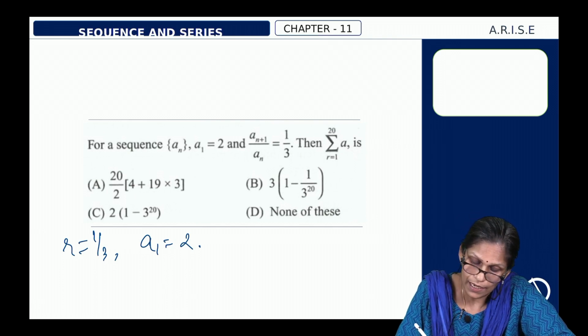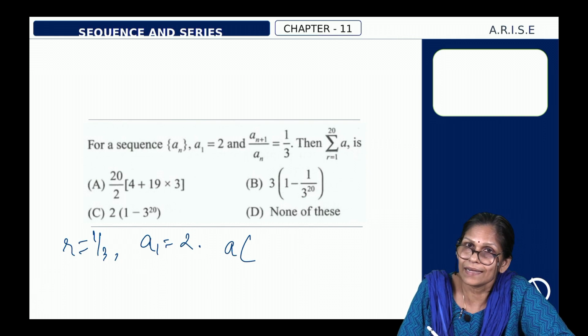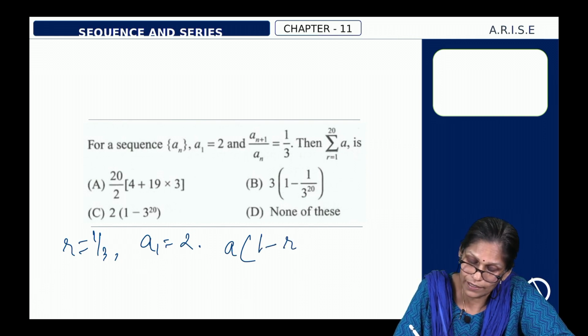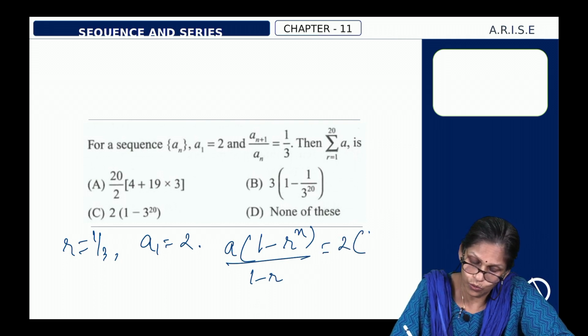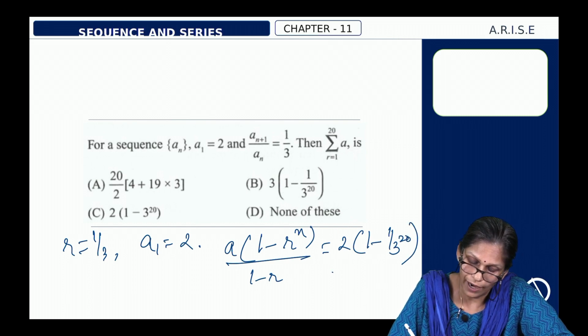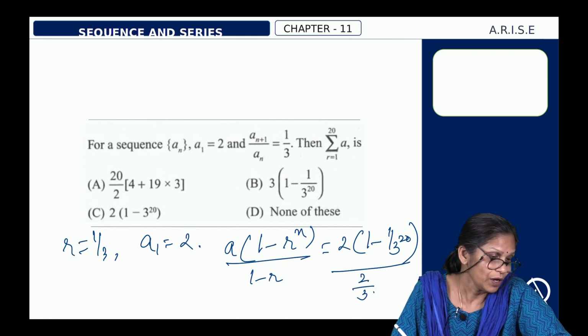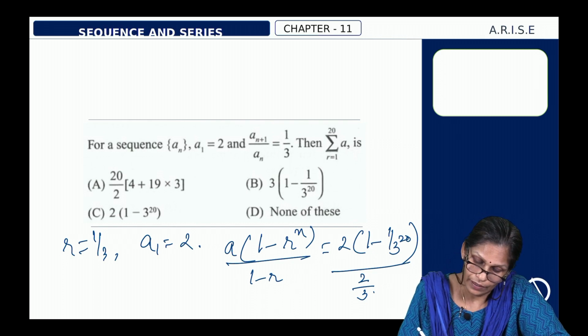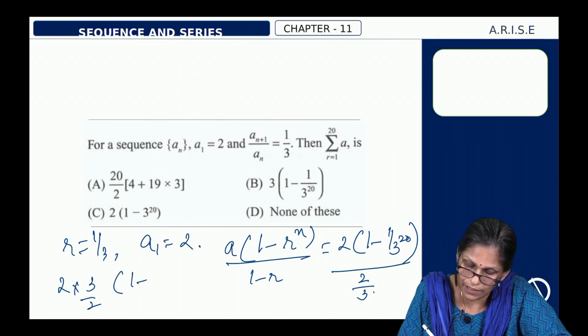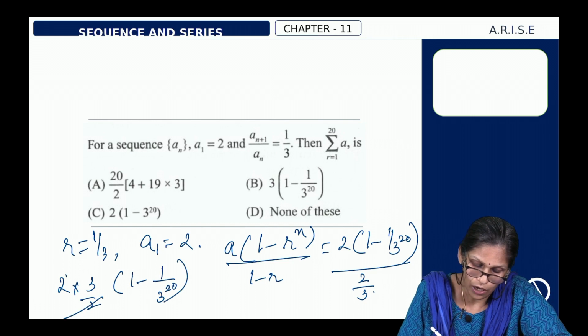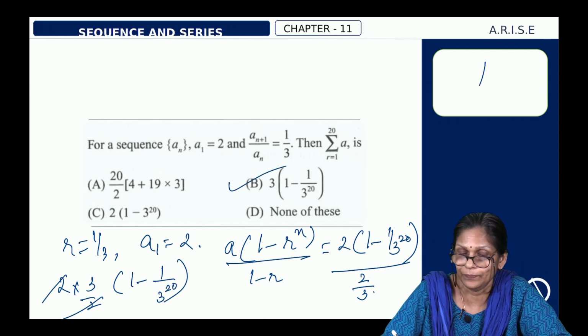What is it? It is A into, since R is less than 1, I can use this formula 1 minus R raised to n by 1 minus R. Substitute the values, 2 into 1 minus 1 by 3 the whole raised to 20 divided by 1 minus 1 by 3, which is 2 by 3. So, what is your answer? Division by a number means multiply by the reciprocal. So, 3 by 2 into 1 minus 1 by 3 raised to 20. Option B is your answer.